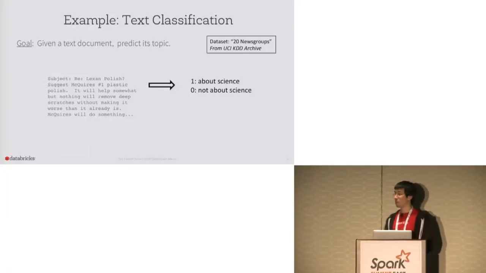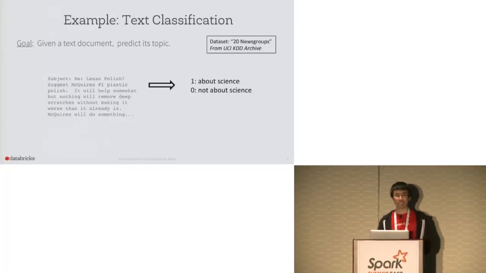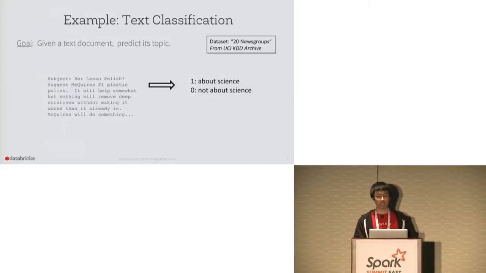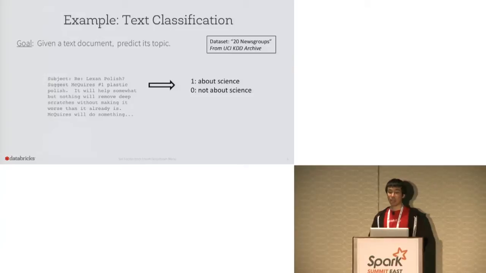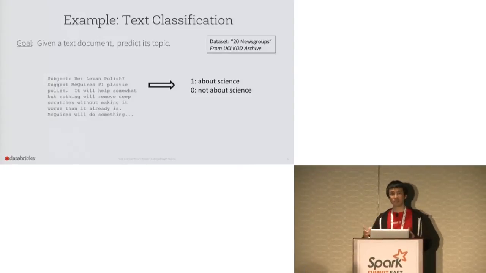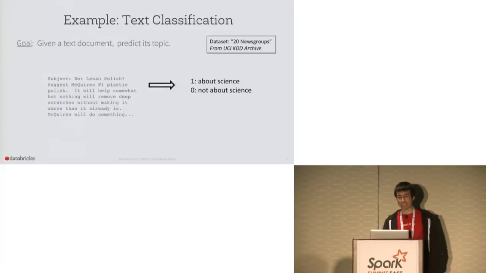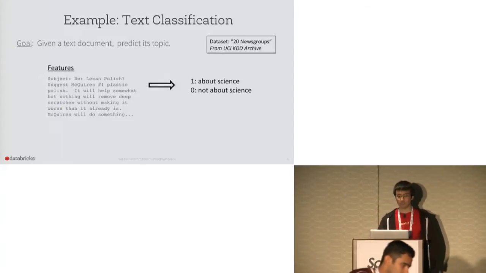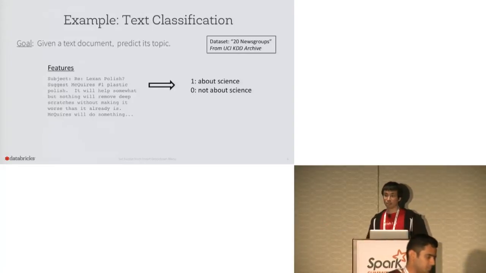You may even be familiar with this 20 newsgroups classic data set. And what we'll be doing with it is, given this text document, which is a newsgroup post, we want to predict its topic. And there are 20 newsgroups, but I've lumped them together for simplicity into 1 about science and 0 not about science. So on the left, we have what I'll call features.